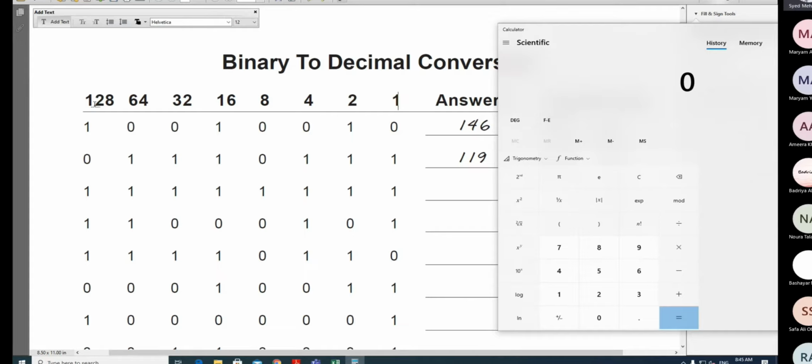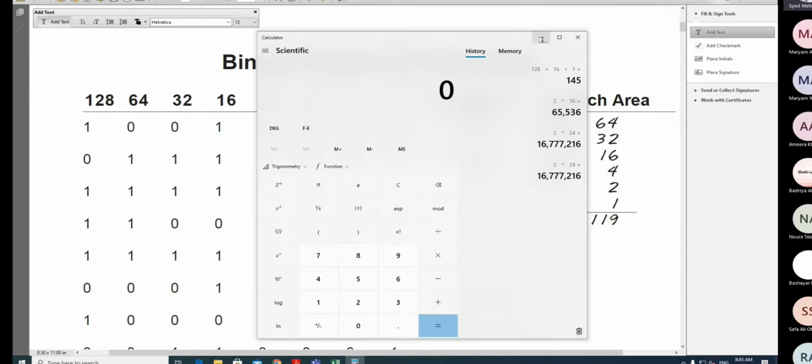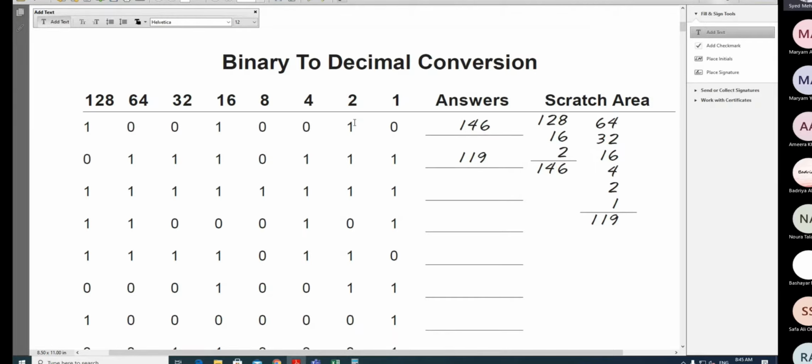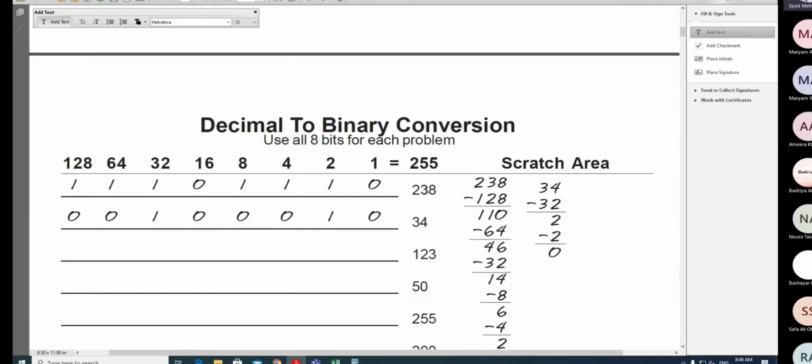Suppose it is 146, you need to convert it into binary. How can you do it? You need to make this scale: 1, 2, 4, 8, 16, 32, 64, 128. Only the bits which are on count. So 128 plus 16 plus 2, it will be 146. Because this is bit 2. So this is the conversion we did last time.